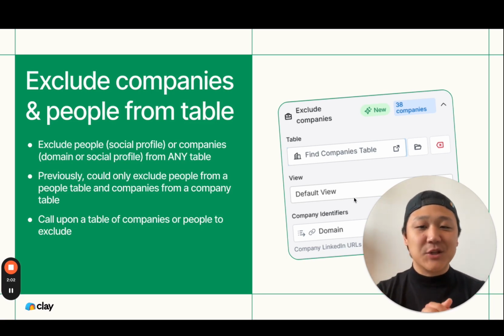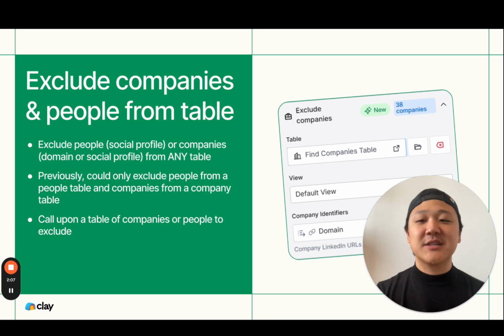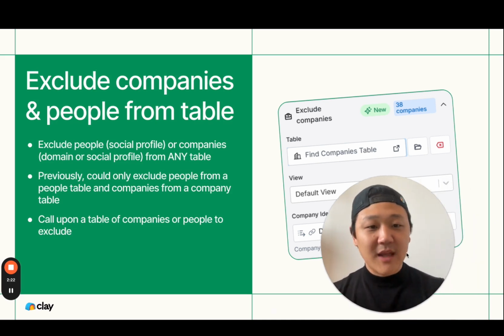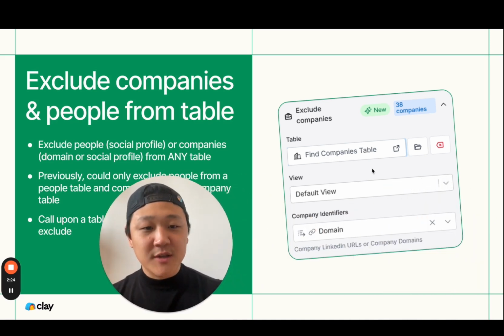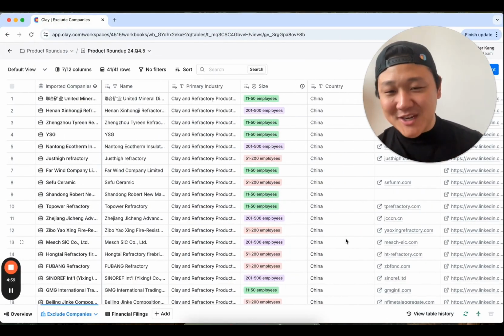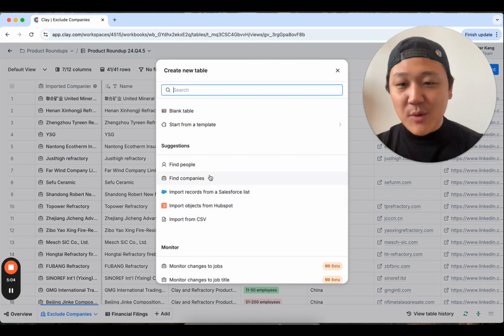Previously, you could only exclude people from a people table and companies from company tables. Now you can exclude people through their social profile URL or companies through their domain or social profile from any table. And you can just select the table that you want to refer to as an exclude table. Somewhat of a silly example, but these are clay manufacturers in China. Let's say we want to find all clay manufacturers, but exclude the ones we already have in our CRM.